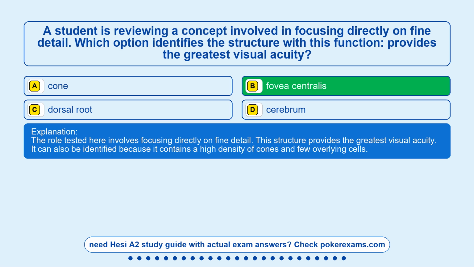The role tested here involves focusing directly on fine detail. This structure provides the greatest visual acuity. It can also be identified because it contains a high density of cones and few overlying cells.